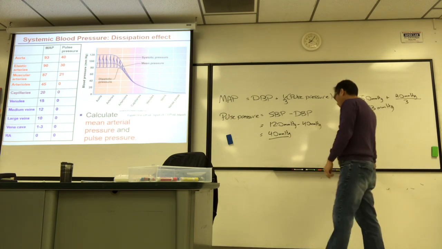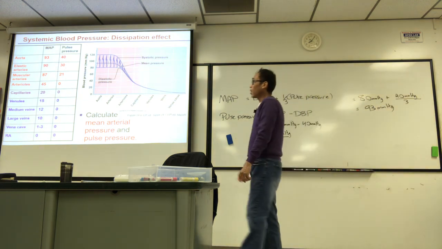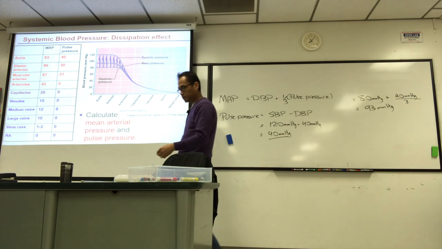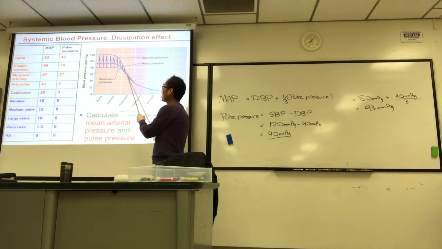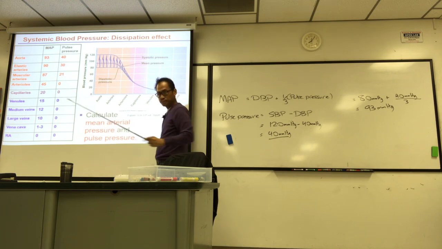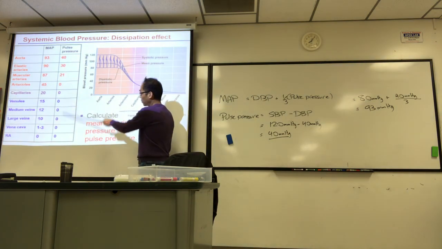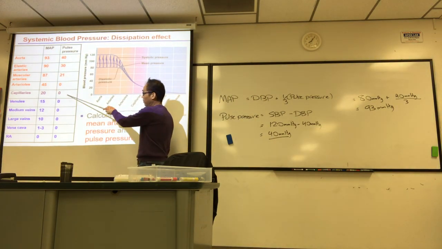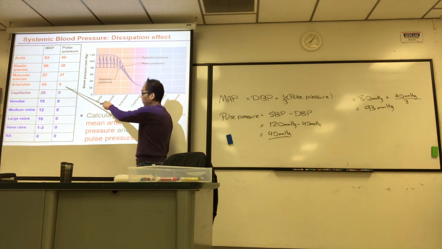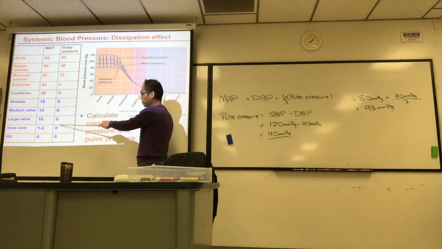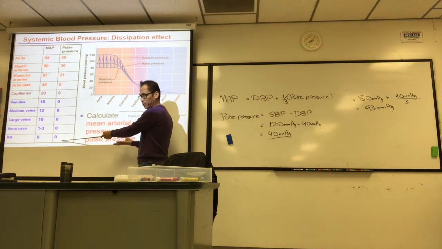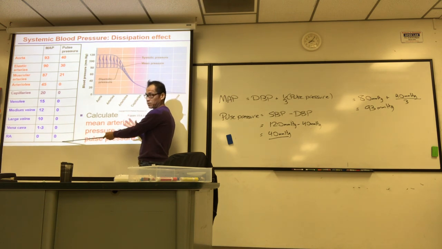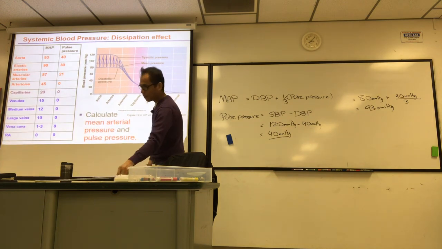The other things I want you to know from this slide are that pulse pressures get dissipated at the arterioles, okay? That's why I put zero. There's no pulse pressure by the time you get to the capillaries. They kind of disappear at the arterioles, and they don't ever reappear, so there's basically no pulse pressure. And it's not that there's no pressure, there's no pulse pressure. You can't feel the pulse in your vein.